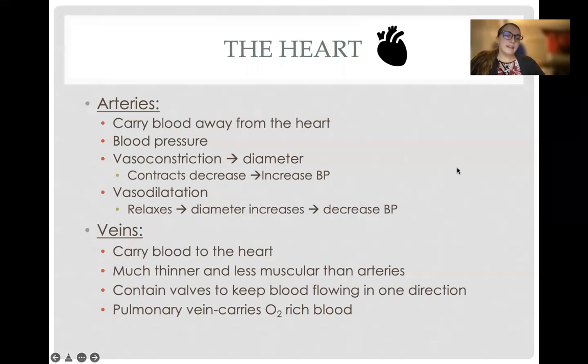Now, the veins are much thinner and they are less muscular than arteries. Our veins, however, do contain valves. They're going to help keep the blood flowing in one direction. And again, we know the valves are responsible for opening and closing with the sinus rhythm of the heart. And just to highlight that pulmonary vein, that is what's responsible for carrying that oxygen-rich blood into the systemic system going throughout the body. Arteries also have those pulse points, whereas with the veins, we're not really going to feel that.